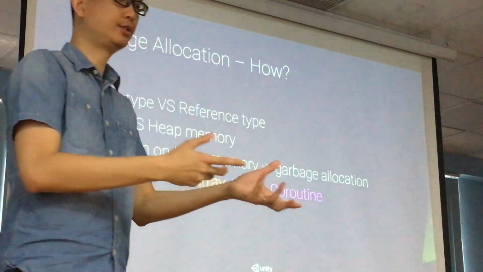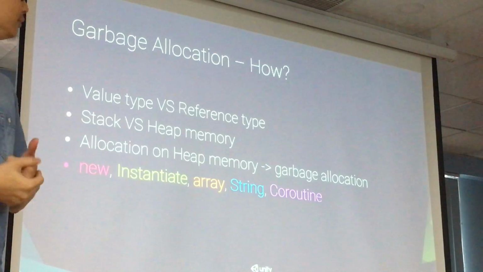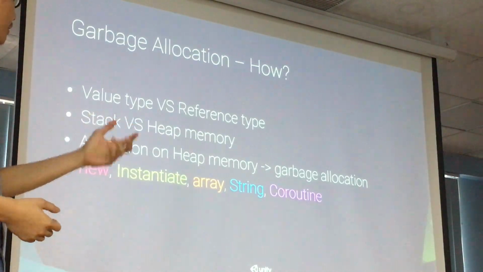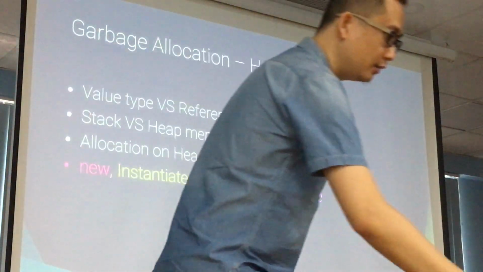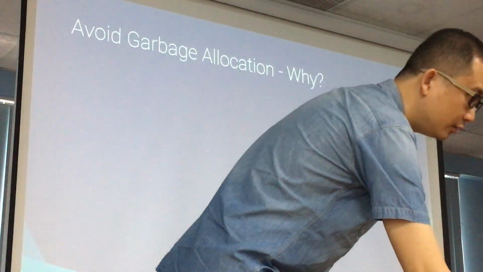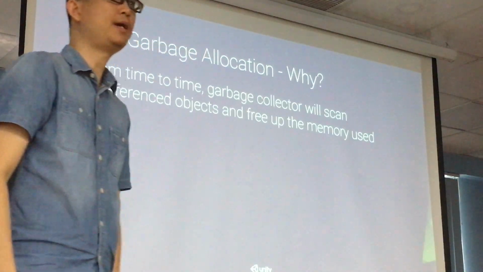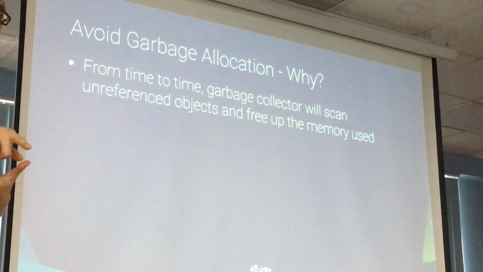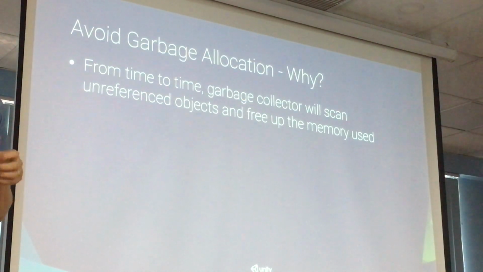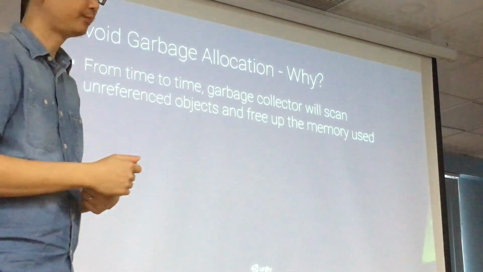And here are some keywords that will create garbage: new, instantiate, array, string, coroutine. So avoid, why? Like I mentioned, you have no say over when the garbage collector will come in. Well, that's not exactly true, but I'll elaborate on that later.